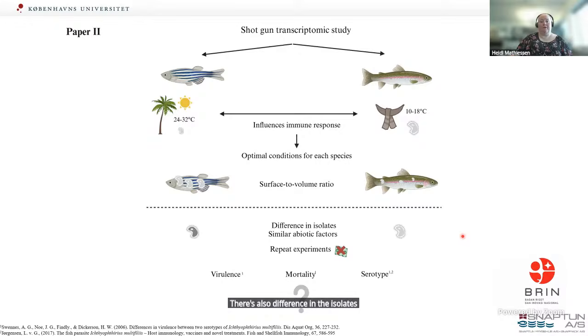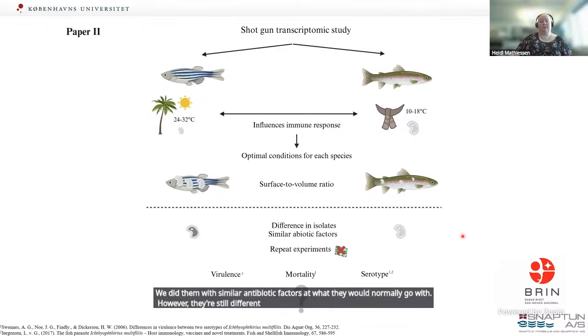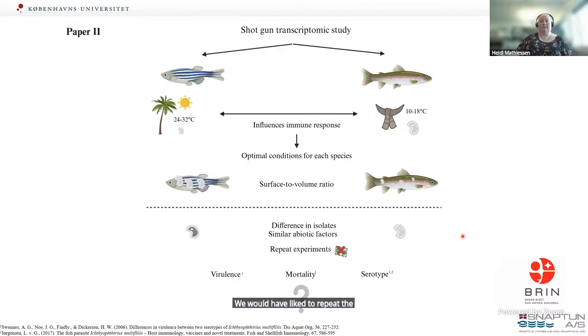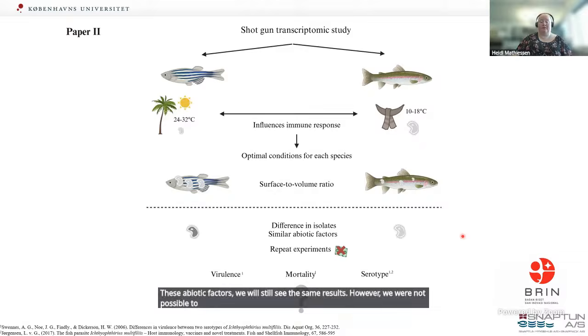We did them with similar abiotic factors to what they would normally have. However, there's still a difference in the isolates in terms of virulence, mortality, serotype, etc., and that might also influence the results a bit. We would have liked to repeat the experiment to show that even though you get a different isolate, or maybe try to mitigate these abiotic factors, we will still see the same results. However, we were not able to do so due to financial constraints.